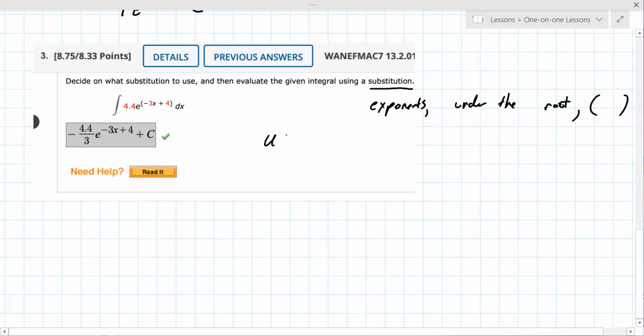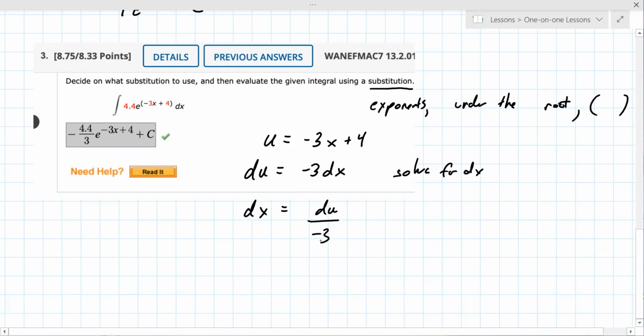So you have u equals minus 3x plus 4, and you need to take a derivative of both sides. So on the left side, it's du. On the right, it's negative 3 dx. And then you always solve for dx, which is not really correct mathematically, but it's mechanically what to do. It helps you as a student. So dx equals du over -3.